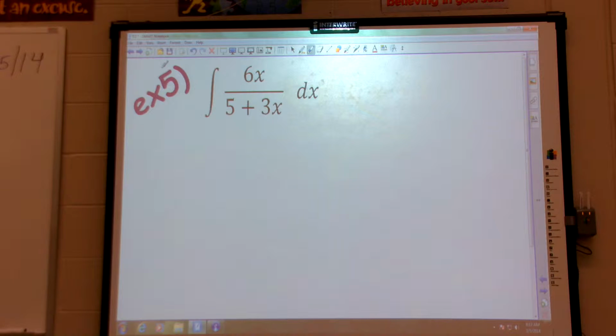I have to play with it. Any ideas on how I could clean that up, make it look different? That's exactly what I was going to say. Don't do that. If the plus were up top, yes. So if these were switched upside down, yes, definitely. But you can't split up addition on the bottom, can you?